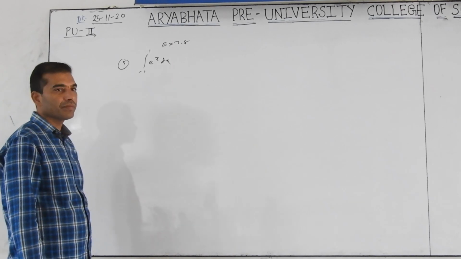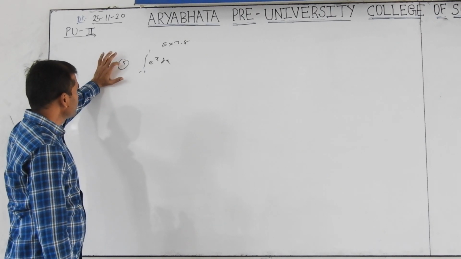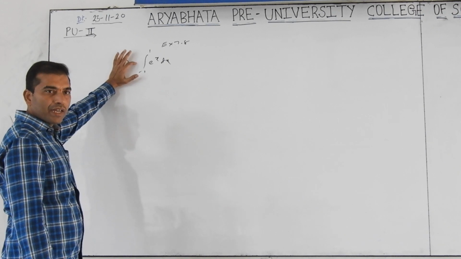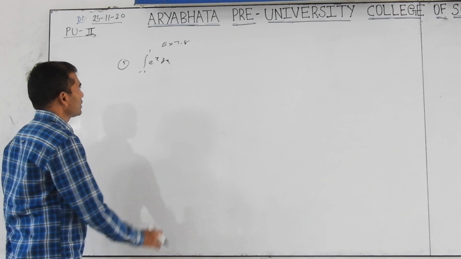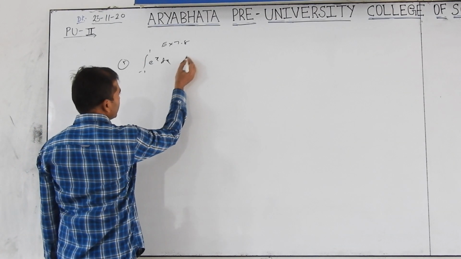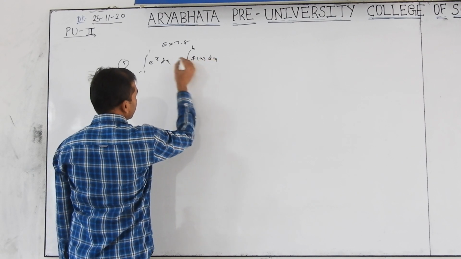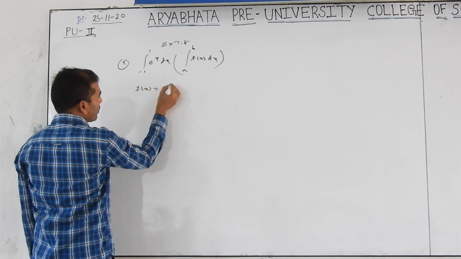Hi students, good morning. Now find the integral, exercise 1.58, question number 5. Find the integral by using limit as a sum: integration of -1 to 1 e power x dx. This you compare with integration of a to b f of x dx. Tell me, f of x equals e power x.